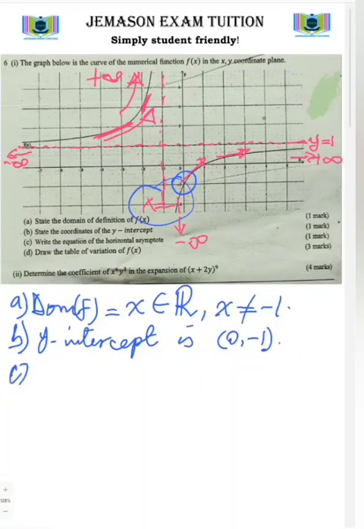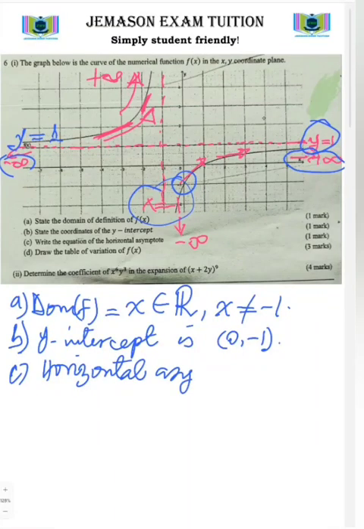In the C part, we are asked to write the equation of the horizontal asymptote. As we already analyzed, we saw that as x values are tending towards positive infinity, y values are tending towards 1. And as x values tend to negative infinity, y values still tend to 1. And so the horizontal asymptote is y equals 1.